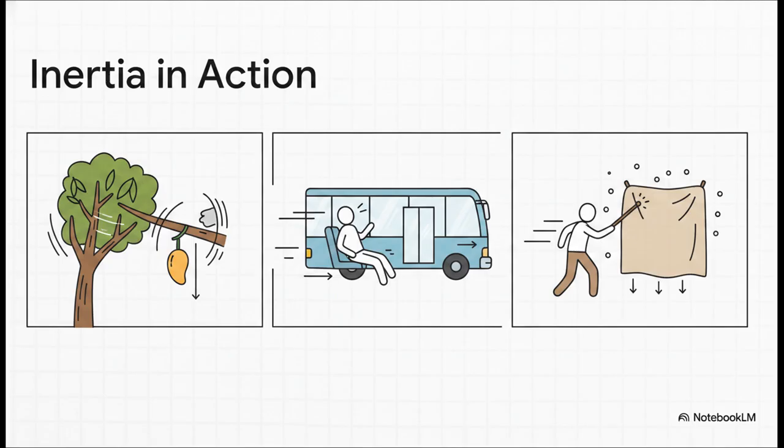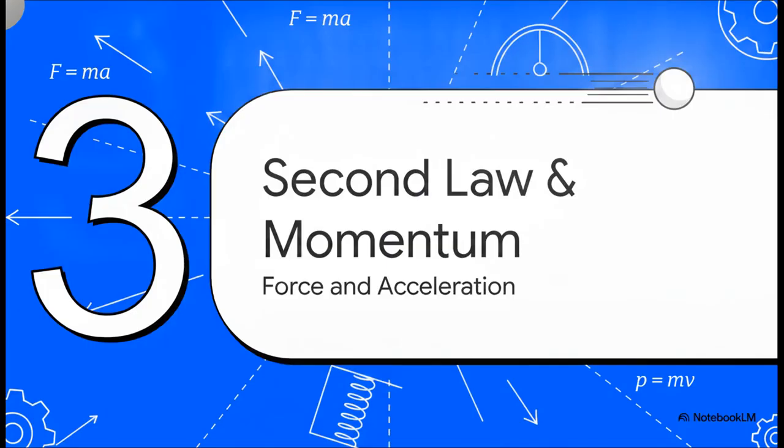Or why you lurch backward when your bus suddenly accelerates. Your lower body moves forward with the bus, but your upper body wants to stay exactly where it was. And when you beat a blanket with a stick, you're just moving the blanket out from under the dust particles, which simply hover for a split second before gravity takes over. It's all inertia.